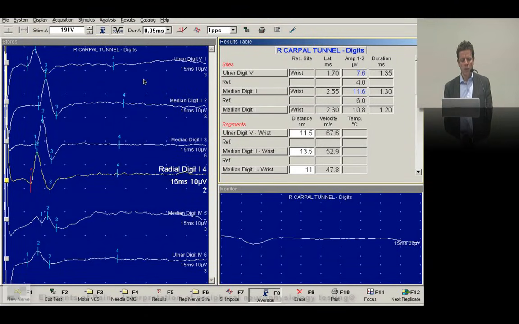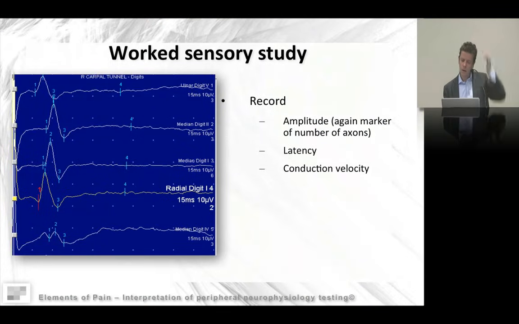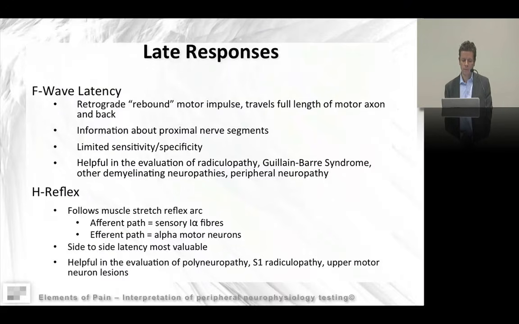So this is the example mentioned before, but including a wider array of studies, including the digit 5 response from the ulnar nerve, as well as a comparison study of the digit 1 responses in the median nerve versus the radial nerve, and then also the digit 4 responses, which are split between the median and ulnar aspect. And again, the recordings are the amplitude, the latencies and velocities, indicating axonal problems in the case of amplitude, and demyelinating problems in the case of latencies and velocities.